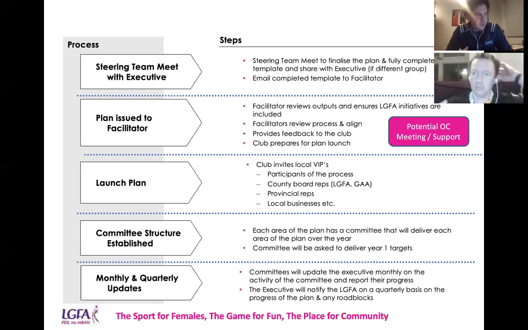So again, your subcommittees meet and update the executive monthly on the activity of the plan and report your progress. You don't have to notify me as the LGFA, though I'd welcome it. But if you have your facilitator, or even a county rep or someone in the province, like Kieran, the development officers in the province, just notify them how you're getting on with your plan.